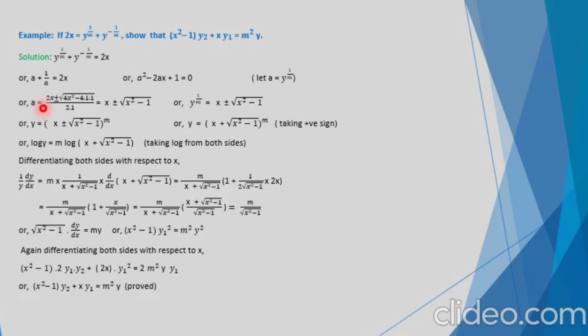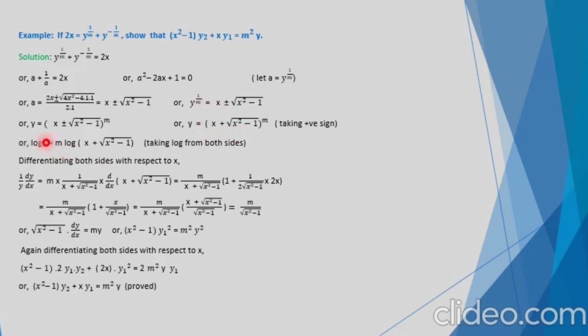This is a quadratic equation. Using Sridhar Acharya's law, we get a equals x plus minus root over x square minus 1. A means y to the power 1 by m. So y to the power 1 by m equals x plus minus root over x square minus 1, or y equals (x plus minus root over x square minus 1) whole to the power m. Now we will take only the positive sign.